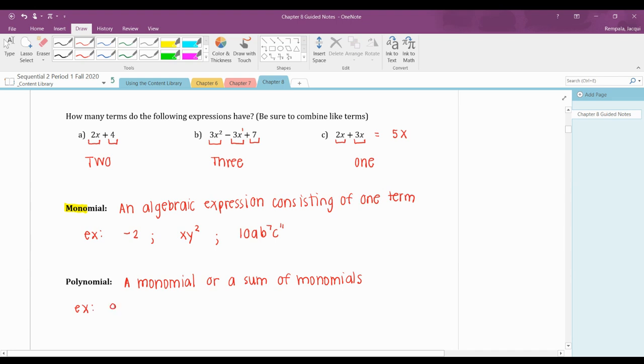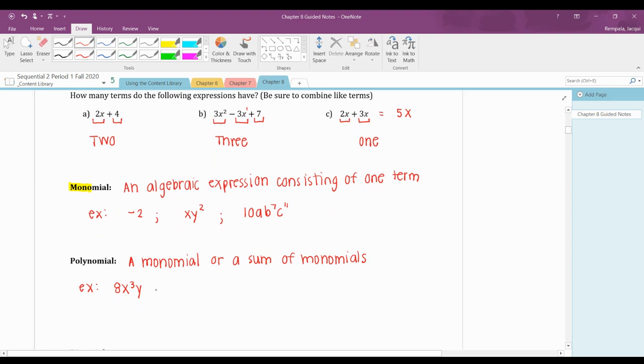Something like 8x to the third y. Okay, it's a single term, so it's a monomial, but that's still considered a polynomial. We could have 10x minus 2. Okay, that would be considered a polynomial. So there's two different terms here, and they happen to be subtracting, and that's okay. Or something like 5x squared minus 4x plus 7. There are three different terms there being added and subtracted, so that's a polynomial. So lots of different ways to express a polynomial.